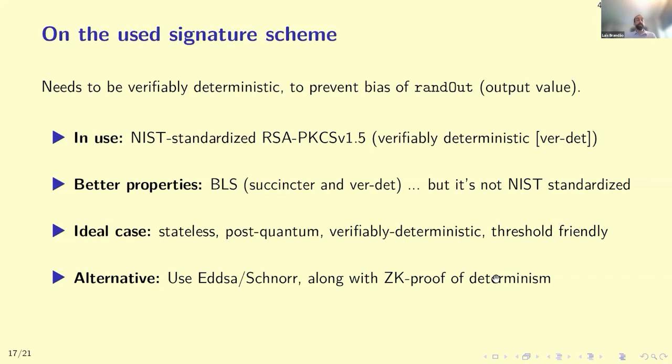What would be an ideal case? We would like a stateless signature that is post-quantum secure, is verifiable deterministic, and why not even threshold friendly, so that you can implement it in a way where the secret key is not in any one place at any particular time. We don't have that, so this is an open research question. As an alternative, for example, we could also conceivably consider ECDSA or Schnorr if we were to put along an extra field with a ZK proof of determinism.